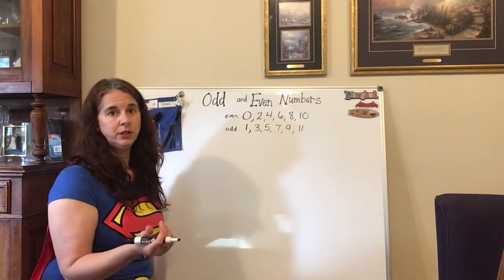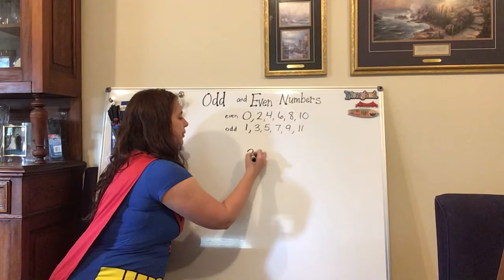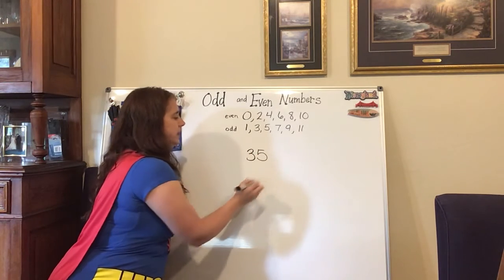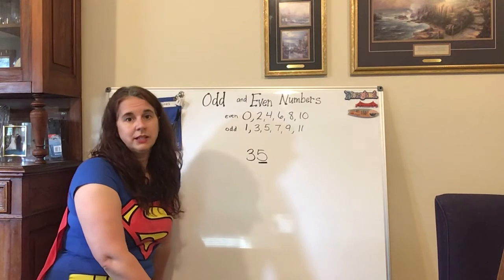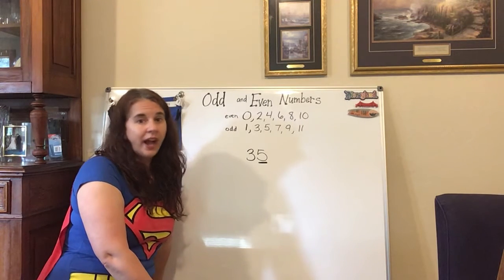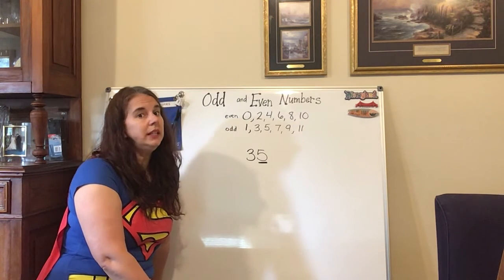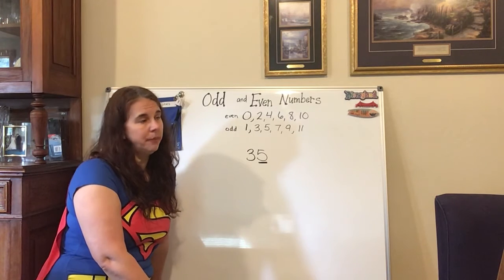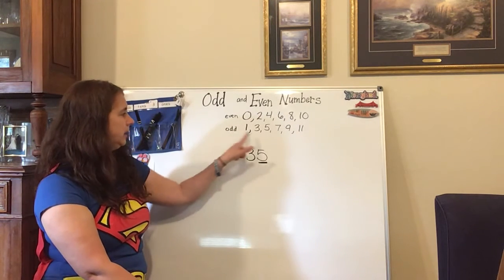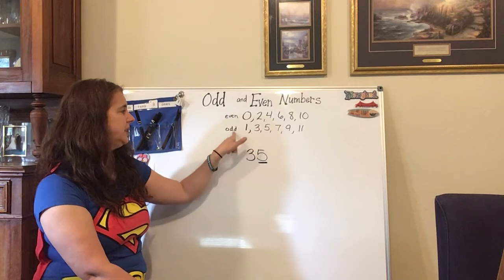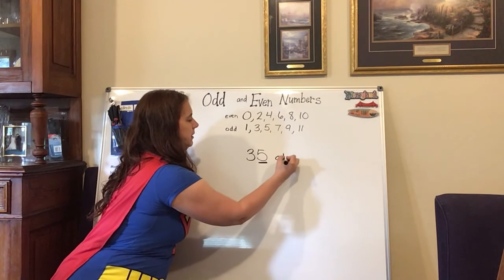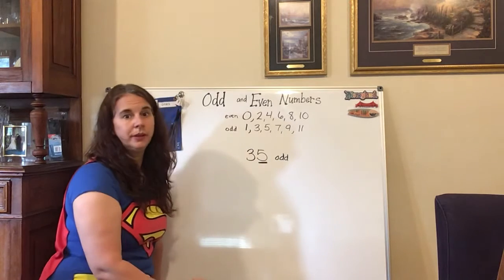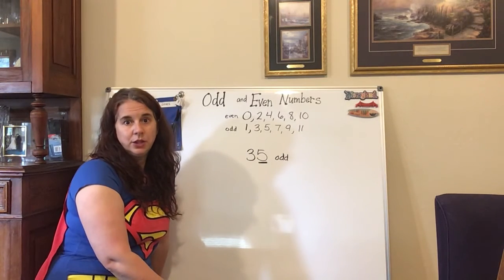So if we do a 2-digit number, if we have 35, let's look at what our number ends in, the ones place. It ends in a 5. So is 5 an even number or an odd number? So we'll look to see. 5 is an odd number. So 35 is odd. Always look to your ones place.